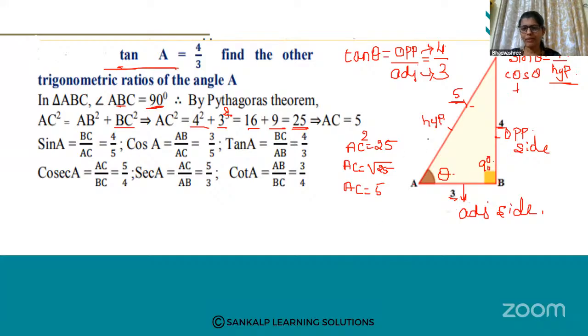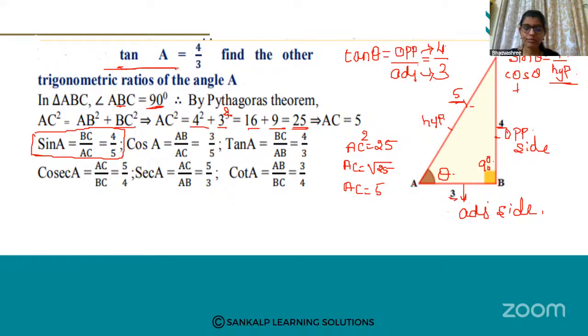ಸೊ ನಮ್ಗೆ ಇವಾಗ ಎಲ್ಲ ಸೈಡ್ಸ್ ಕೂಡ ಗೊತ್ತಾಯ್ತು ಅಲ್ವಾ? AB, BC and AC. So directly we can find out all trigonometric ratios. Sin A. Sin A means opposite side divided by hypotenuse. Which one is opposite side? BC is opposite side divided by AC. So BC divided by AC is equal to 4 divided by 5. This is sin A, sin theta.